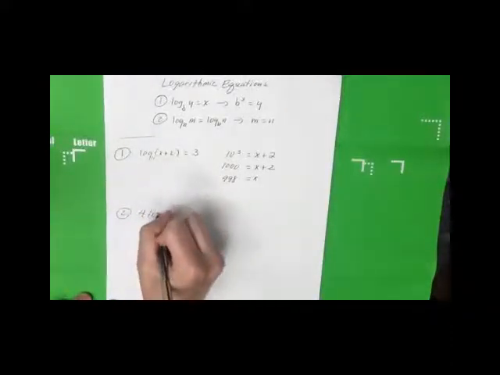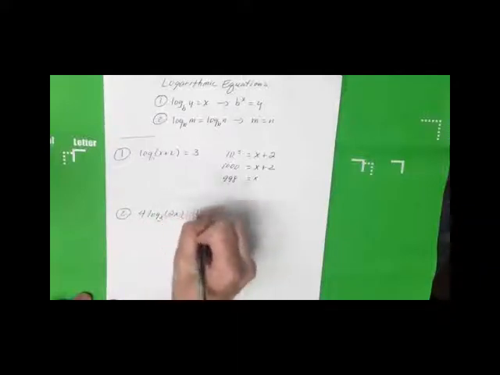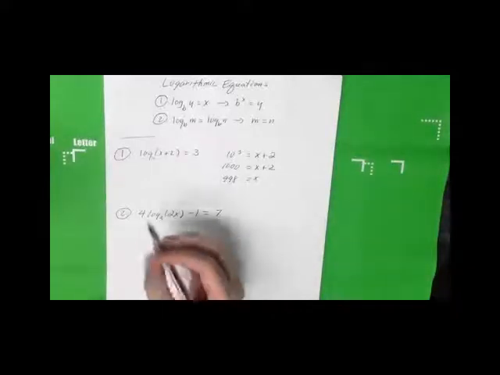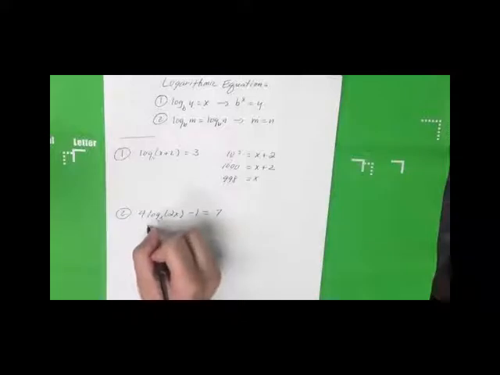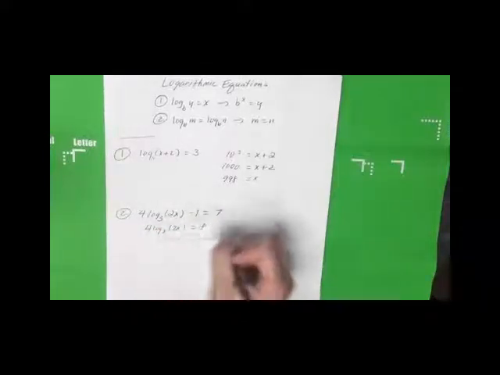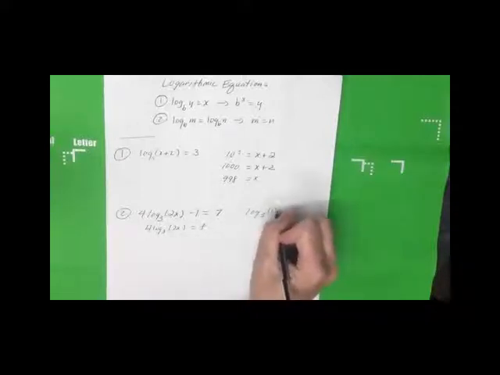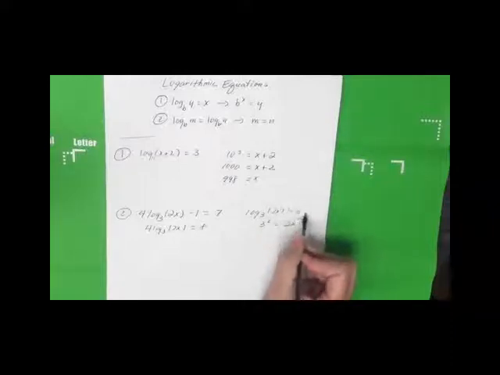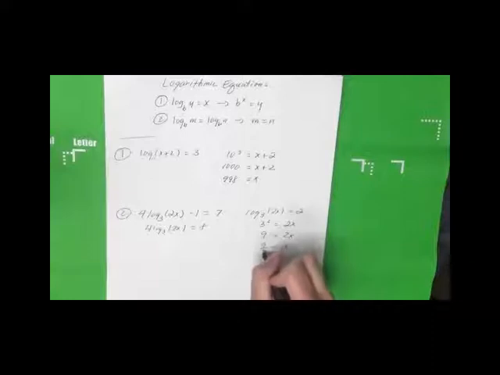I have 4 log base 3 of 2x minus 1 is 7. This isn't immediately in the format. I just want to get this log by itself. So I'll add the 1 and divide through by 4. So I got 4 log base 3 of 2x is 8. Then log base 3 of 2x is 2, from dividing through by 4. Now I write it in exponential form. That is, 3 squared is 2x. Remember, a logarithm is an exponent. So 9 is 2x, and so x is 9/2.